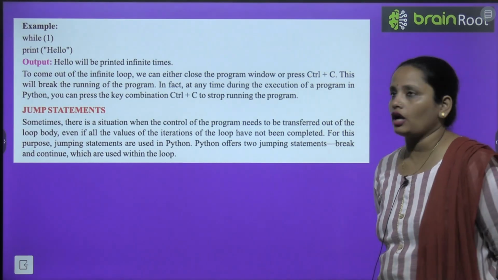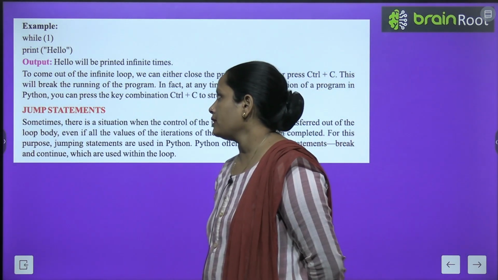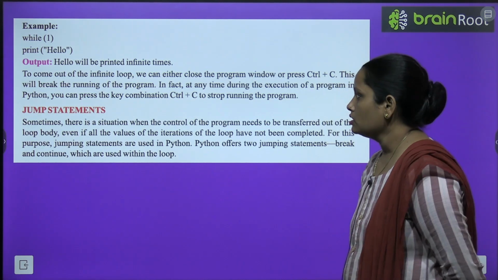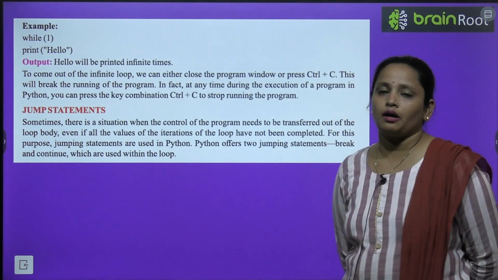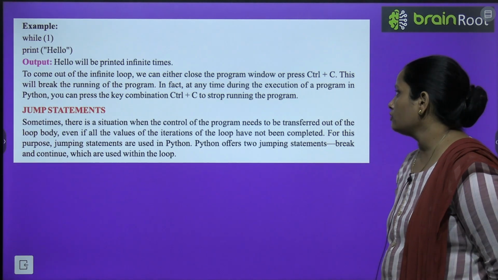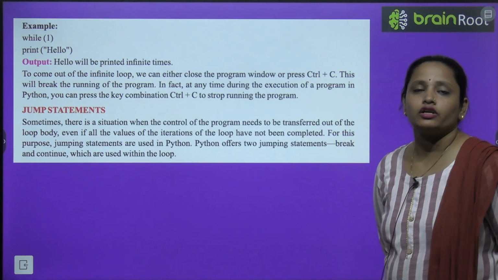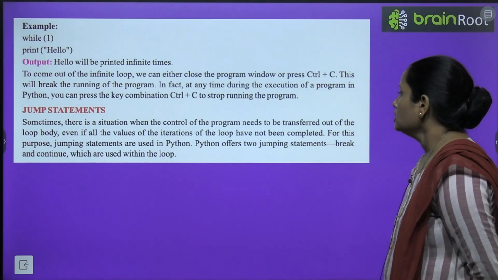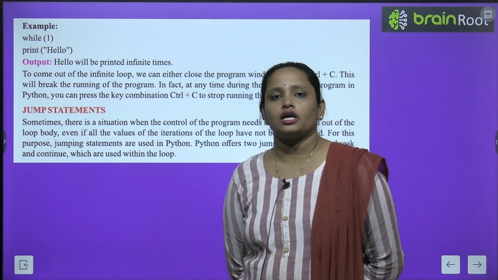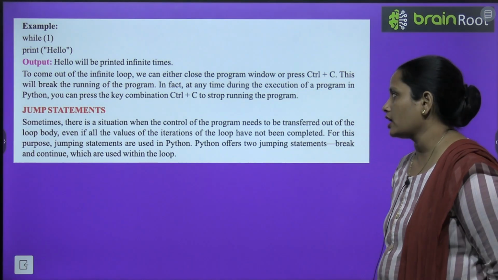Let's see an example: while 1, print hello. Output: hello will be printed infinite times. To come out of the infinite loop, we can either close the program window or press Ctrl plus C. This will break the running of the program. Otherwise, it will keep printing hello continuously. If we do this, the program will stop right there.